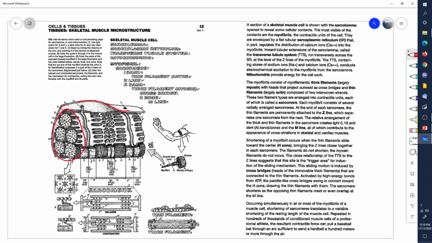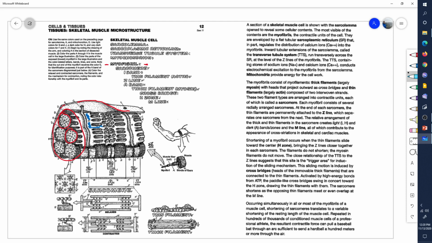And each one of these units here is called a myofibril. Here's another myofibril. This layer here on the outside, underneath the sarcolemma and surrounding the myofibrils, is called the sarcoplasmic reticulum. And what it does is it helps bring calcium into the myofibrils for contraction.